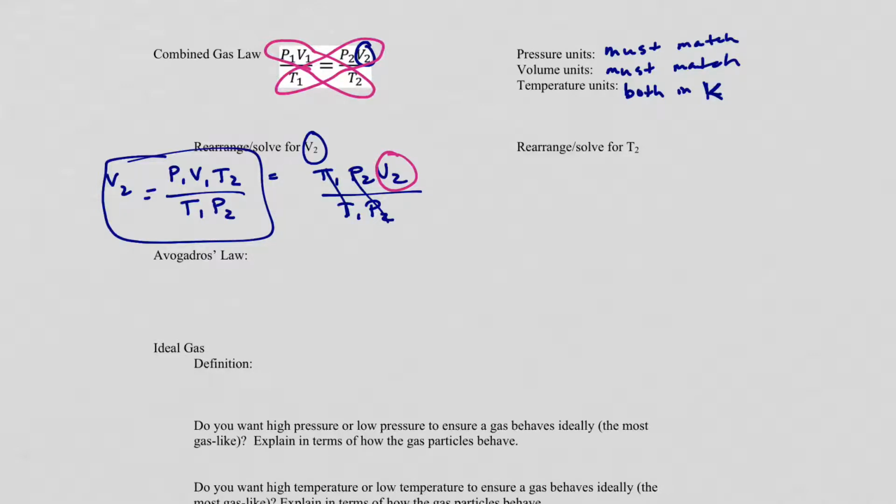If we wanted to instead rearrange and solve for T2, well, now we're looking for that variable. Again, we're going to cross multiply. So we start with that same basic rearrangement: P1, V1, T2 is equal to T1, P2, V2. Remembering what it is you're trying to solve for, which is T2.